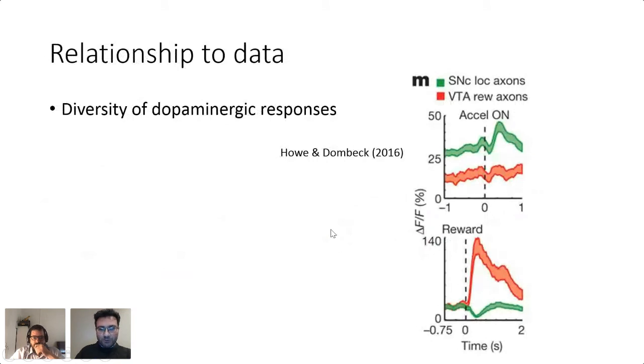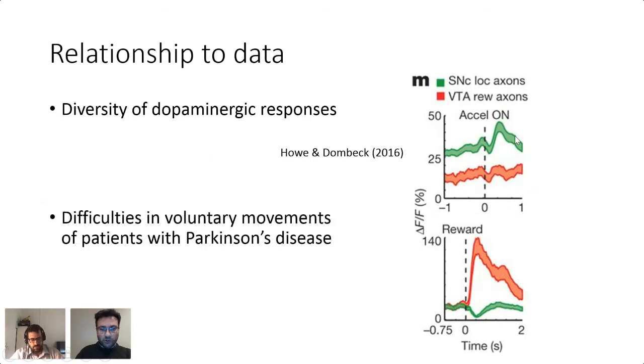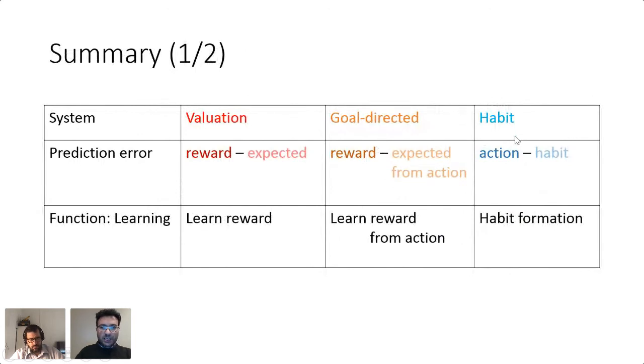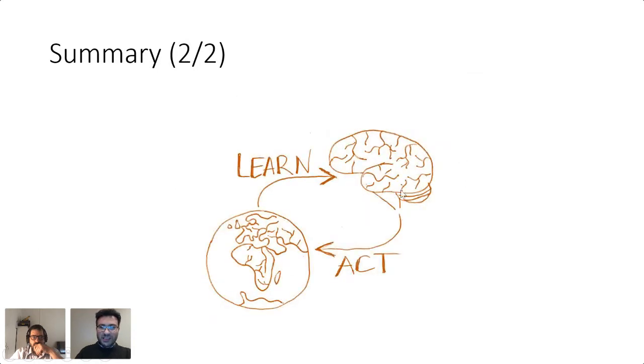This framework is consistent with the observed diversity of dopaminergic neurons, as it has been reported that neurons in VTA mostly respond to reward, while in SNC to movements, and it is also consistent with the difficulties in voluntary movements of patients with Parkinson's disease. So let me summarize the key ideas in this framework. First, different dopaminergic neurons encode the errors in predictions of their corresponding systems. And these prediction errors trigger learning about reward and habit formation if the chosen action differs from the habitual response. Secondly, when our brain interacts with the external world, the dopaminergic neurons in the goal-directed system play a role both in learning and action planning.